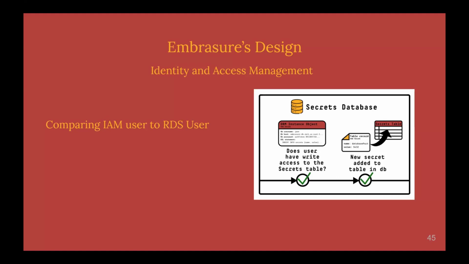Once connected to the database, privileges defined on the Postgres database authorize what actions the user can perform on the database, such as creating, reading, updating, and deleting secrets. These permissions are applied to the user by the admin using the Embrasure CLI. Once the database query completes, a response is made and sent back to the user's client.